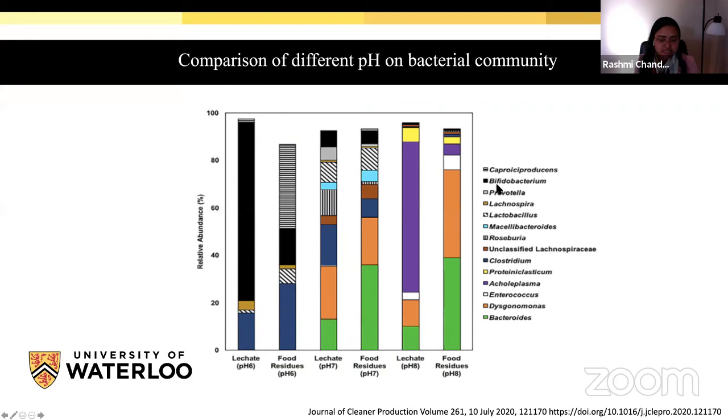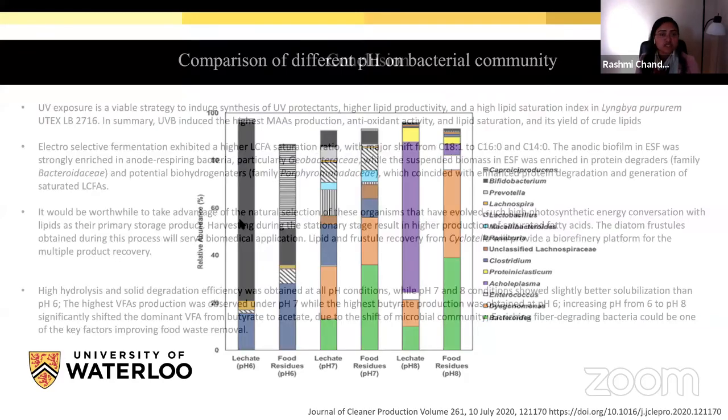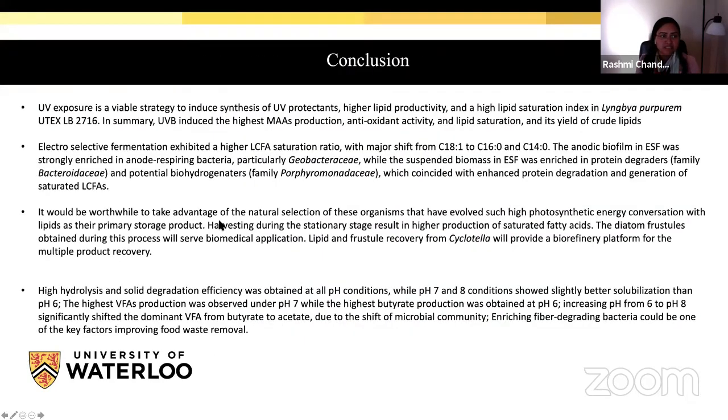The major thing is that with this technology, yes, it's feasible to degrade waste which has a lot of fibers, or agro-industrial waste, with minimal mixing or grinding, because we can use it as is. And Bifidobacterium is the key role player in the degradation. With this, I would like to conclude my studies.